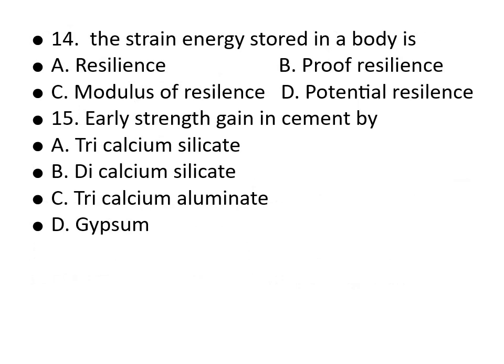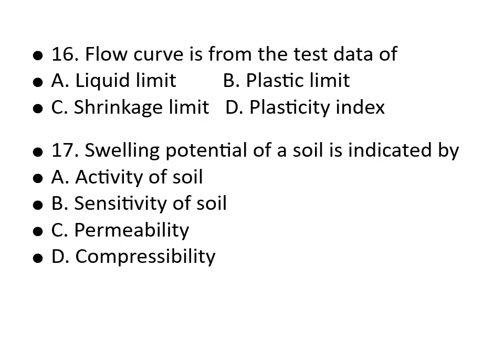In 14th question, the strain energy stored in a body is proof resilience. In 15th question, early strength gain in cement is by tricalcium silicate, ultimate strength by dicalcium silicate, and early setting time is by tricalcium aluminate, and gypsum is used to increase the setting time. In 16th question, flow curve is from the test data of option A, liquid limit. In 17th question, swelling potential of a soil is indicated by compressibility, that is option D.